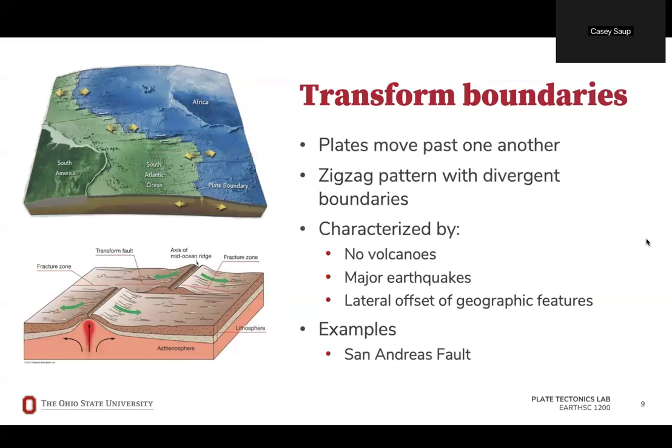Next, we have transform boundaries, which occur when two plates are moving past one another. At transform boundaries, you don't see any vertical displacement of rocks, just plates sliding past each other. You can often see zigzag patterns with divergent boundaries. Transform boundaries are characterized by no volcanism, major earthquakes, and a lateral offset of geographic features. An example of this, probably the best example, is the San Andreas Fault.